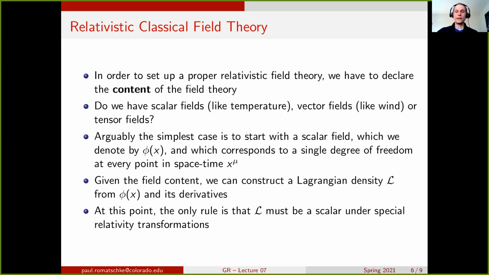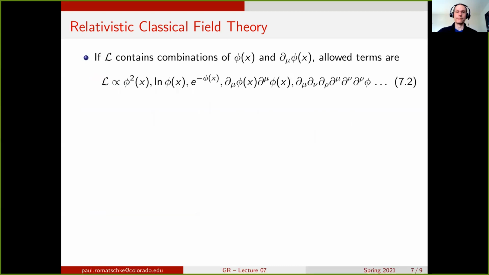At this point, the only rule is that the Lagrangian density L must be a scalar, otherwise the action will not be a scalar. And it must be scalar under certain coordinate transformations, which in our case are special relativity coordinate transformations. So the way this plays out is that if the Lagrangian density L contains combinations of the field phi and derivatives of the field phi, which I write as d mu phi, then possibly allowed terms that transform as scalars under special relativity transformations are things that carry no free indices.